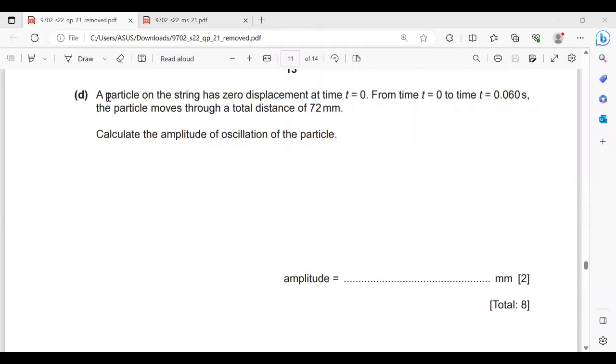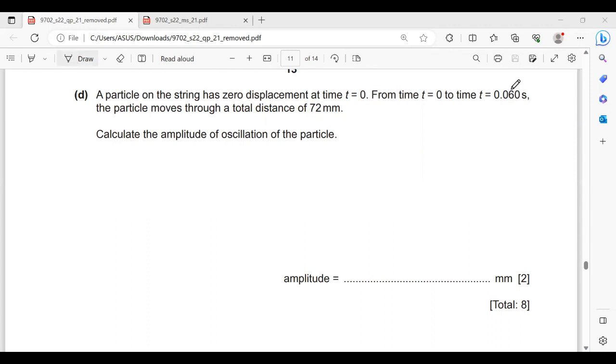Next, this one, number 5D. A particle on the string has zero displacement at time t equals 0. From time t equals 0 to time t equals 0.06 second, the particle moves through a total distance of 72 millimeters. Calculate the amplitude of oscillations of the particle.